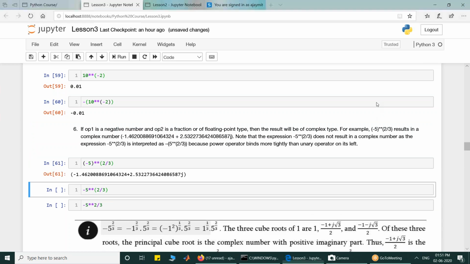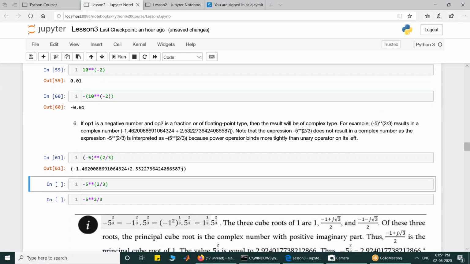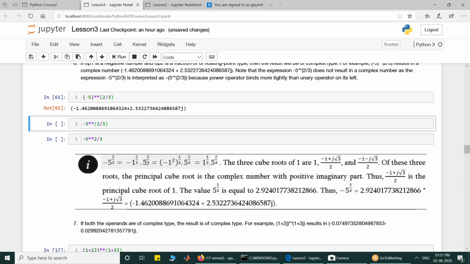Why does it come out to be a complex number? Look at this table, this figure. Minus 5 raised to power 2 by 3 is written as minus 1 raised to power 2 by 3 into 5 raised to power 2 by 3. That can be written as minus 1 square raised to power 1 by 3 into 5 raised to power 2 by 3. That is written as 1 raised to power 1 by 3 into 5 raised to power 2 by 3, because the square of minus 1 is 1.